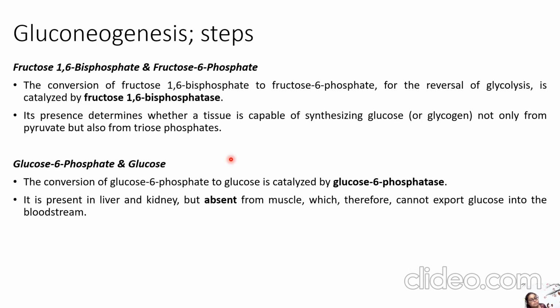Now, fructose 1,6-bisphosphate and fructose 6-phosphate. The conversion of fructose 1,6-bisphosphate to fructose 6-phosphate for the reversal of glycolysis is catalyzed by fructose 1,6-bisphosphatase. Its presence determines whether a tissue is capable of synthesizing glucose or glycogen not only from pyruvate but also from triose phosphates. Now glucose 6-phosphate and glucose. The conversion of glucose 6-phosphate to glucose is catalyzed by glucose 6-phosphatase. It is present in liver and kidney, but absent from muscle, which therefore cannot export glucose into the bloodstream.